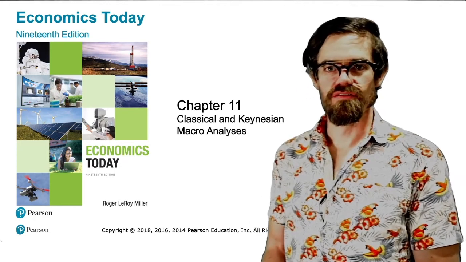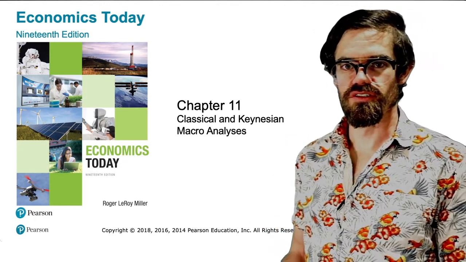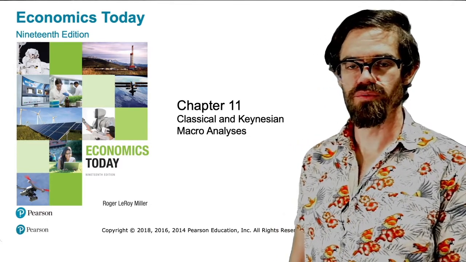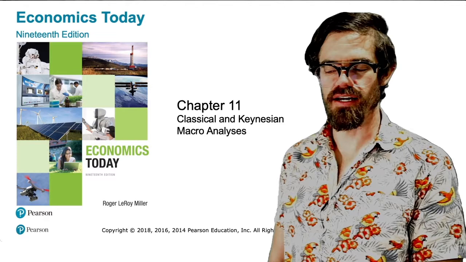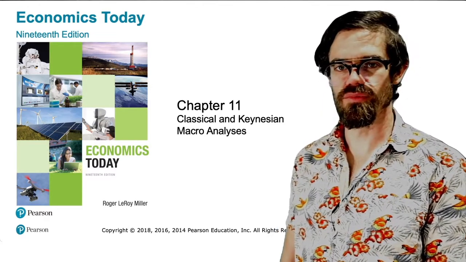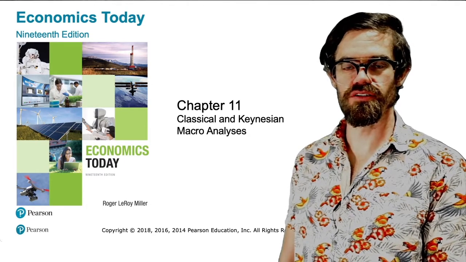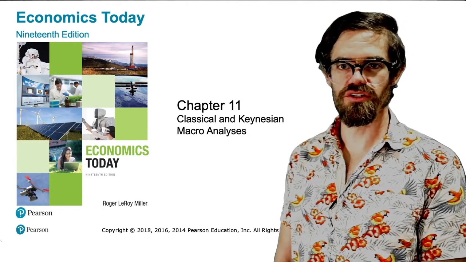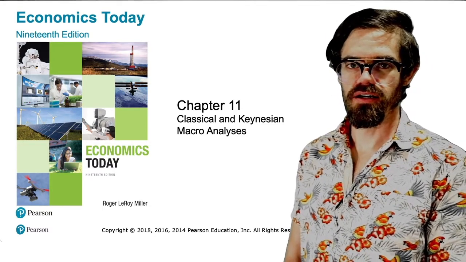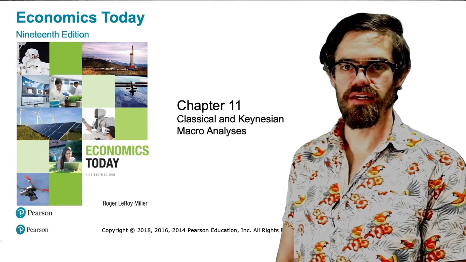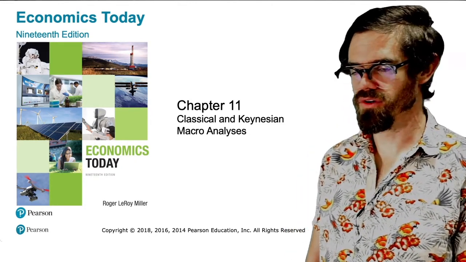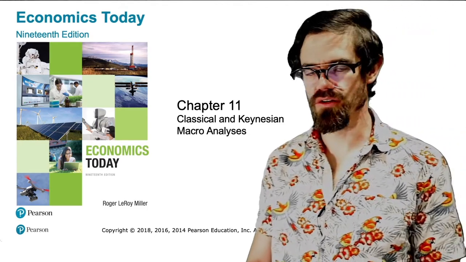So Chapter 11 covers basically two viewpoints on the macro economy. We've actually already seen one in the last lecture. We basically saw what's referred to as the classical model. So we're going to talk about the implications and key aspects of the classical model. And then we're also going to look at a newer model called the Keynesian model, and we're going to compare and contrast those two models.